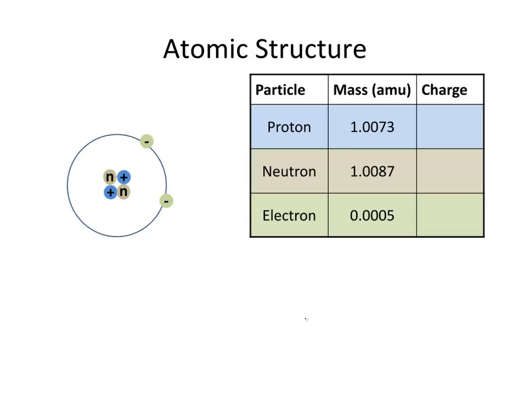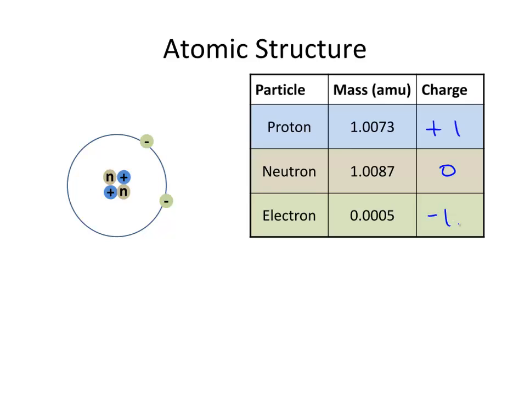The protons have a mass of about 1 atomic mass unit and a charge of +1. The neutrons have a similar mass, about 1 AMU, but a charge of 0. Both the protons and the neutrons are packed into the tiny nucleus at the center of the atom. The electrons orbit the nucleus and have a charge of -1.